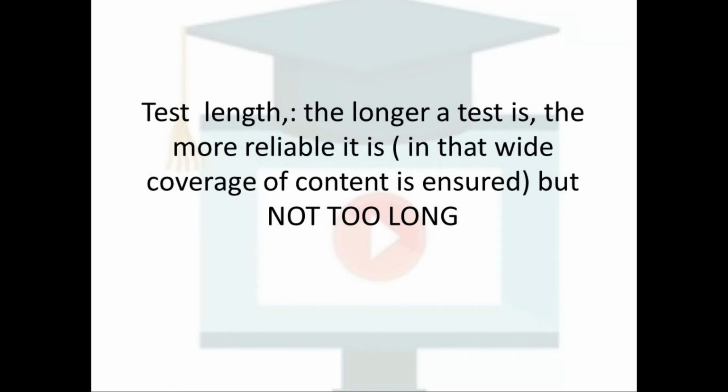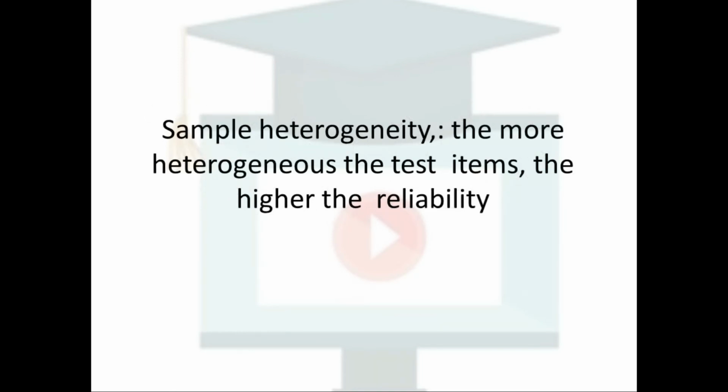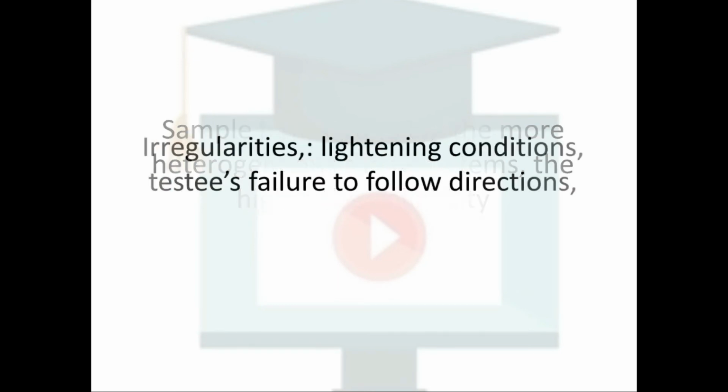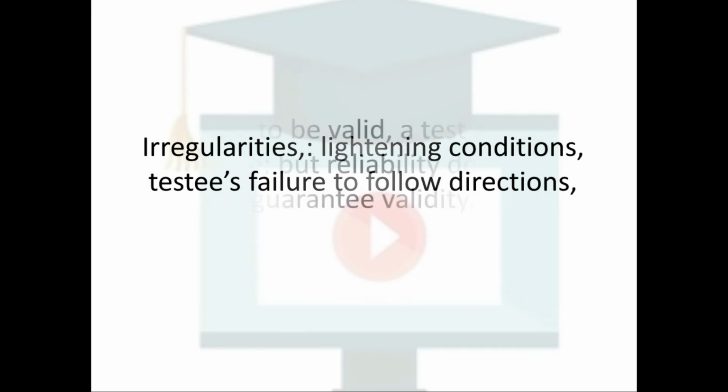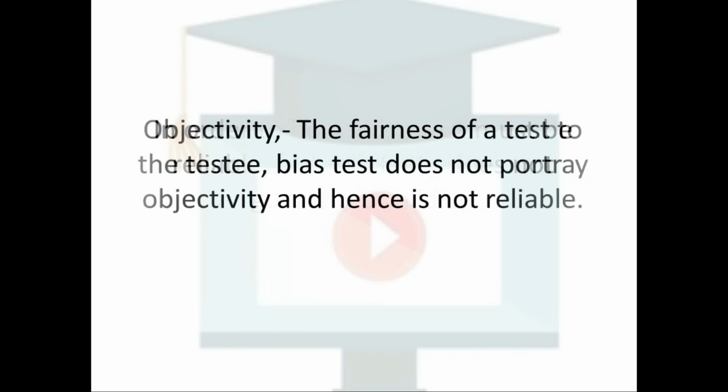Test length. The longer a test is, the more reliable it is, in that wide coverage of content is ensured, but not too long. Sample heterogeneity. The more heterogeneous the test items, the higher the reliability. Irregularities. Lighting conditions. Test takers' failure to follow directions. In order to be valid, a test must be reliable, but reliability does not guarantee validity.